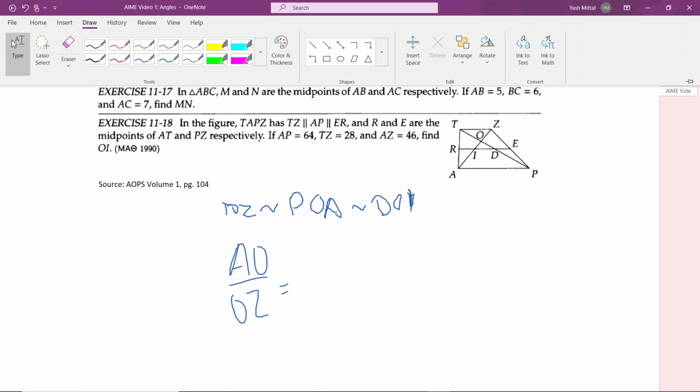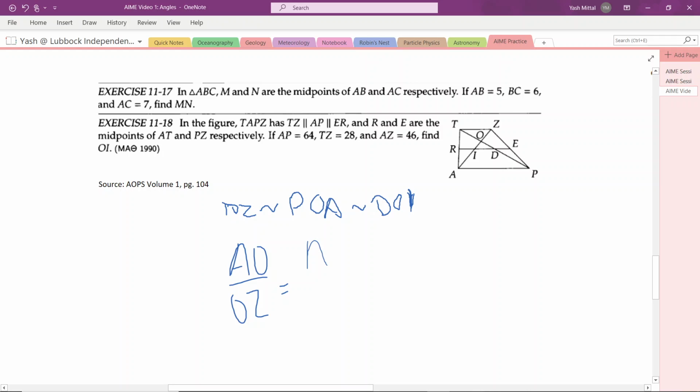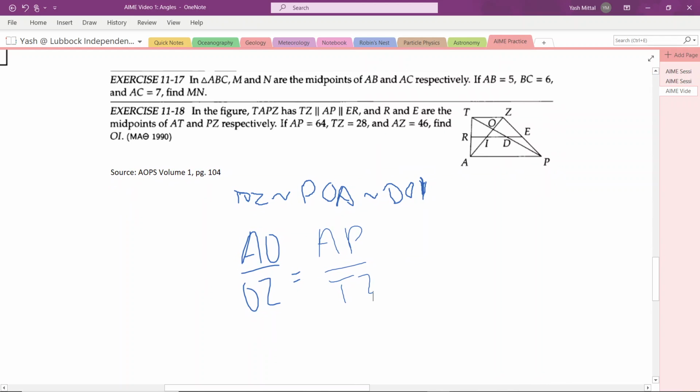Let me draw this again. I don't know why it canceled out. Hopefully that doesn't mess things up. AP over TZ, since they're part of the same triangle. So AP over TZ is equal to, I don't know why it keeps resetting. It's annoying. And then AP is 64, right? 64 over TZ, 28, which divided by 4 is 16 over 7.